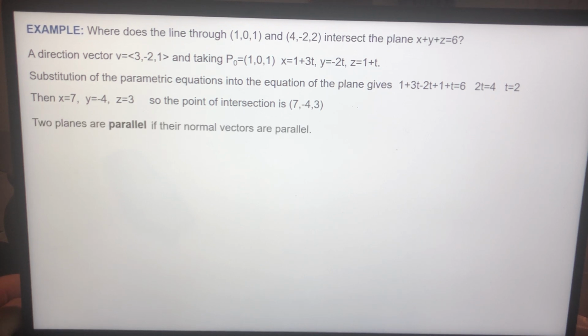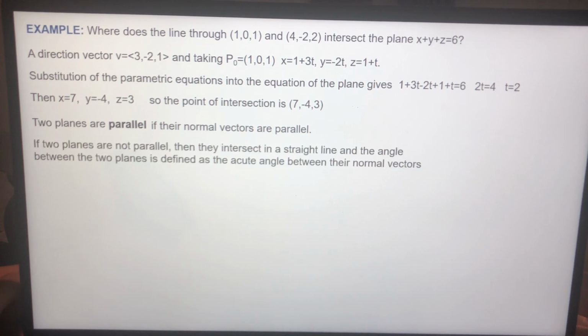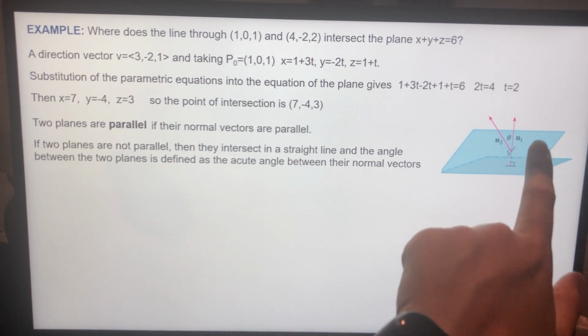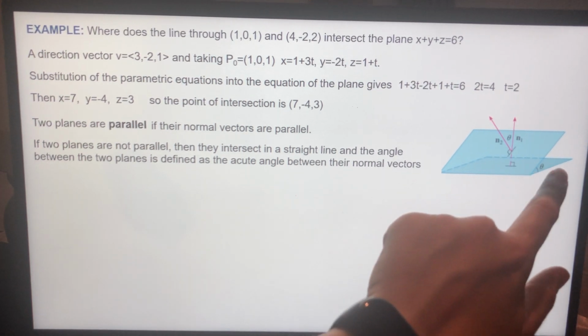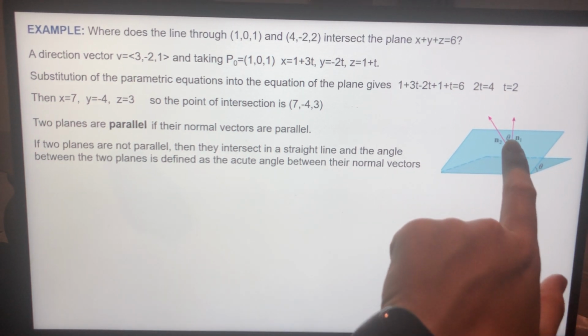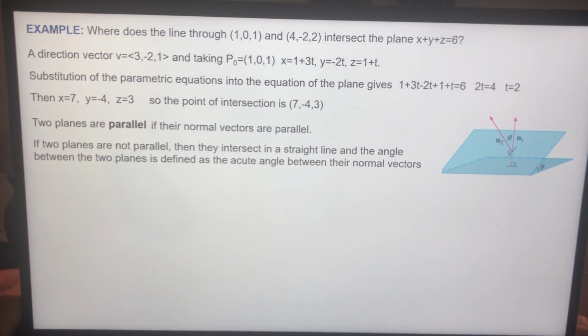Two planes are parallel if their normal vectors are parallel, of course. If 2 planes are not parallel, then they intersect in a straight line. And the angle between the 2 planes is the angle between their normal vectors. So by just checking their normal vectors, you can get an idea about the planes. Okay, as you can see here, this is the normal vector for the above plane, and this is the normal vector for the base plane, and the angle between them, this theta, is the same as the theta between their normal vectors.